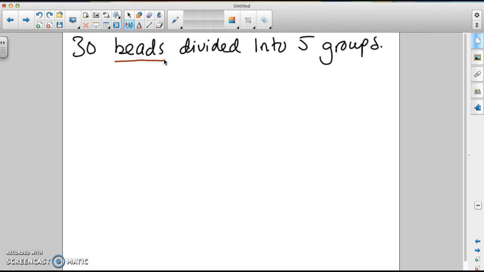Where would that have to go? On my fraction. Is that going to be my numerator? Is that going to be my denominator? Ava. It's my numerator. 30 divided by, and what am I dividing 30 by in this question, Katia? 5.